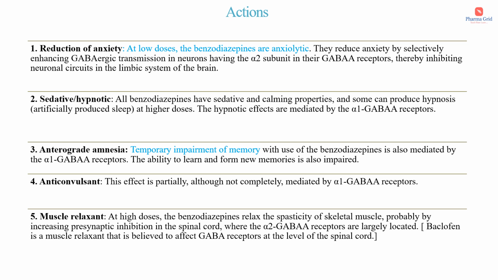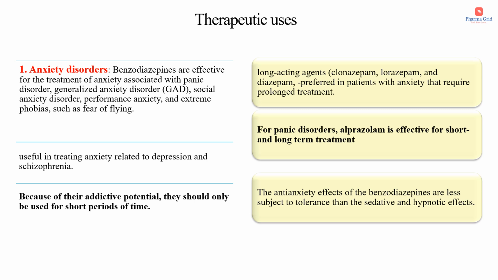At high doses, the benzodiazepines relax the spasticity of skeletal muscle, probably by increasing the presynaptic inhibition in the spinal cord, where the alpha 2 GABA A receptors are largely located. Baclofen is a muscle relaxant that is believed to affect GABA receptors at the level of spinal cord. Okay, so the pharmacological actions of benzodiazepines include reduction of anxiety, sedative and hypnotic action, anterograde amnesia, anticonvulsant property, and a muscle relaxant property. Next is about the therapeutic uses.